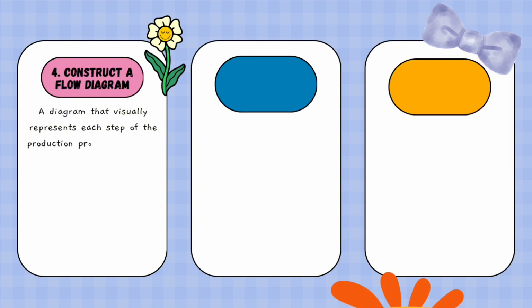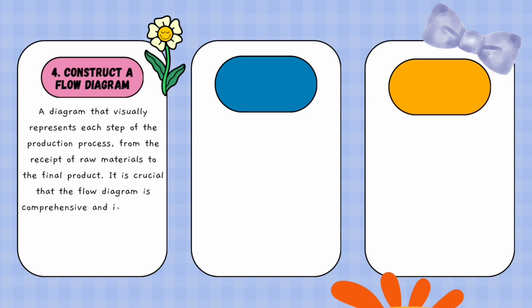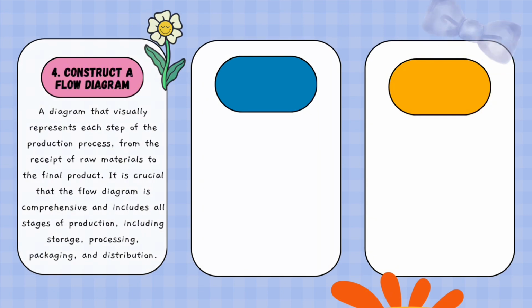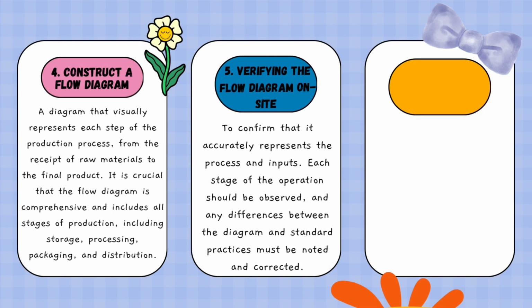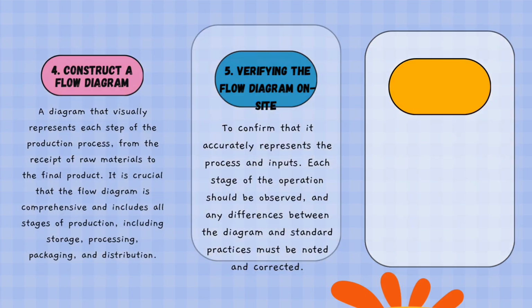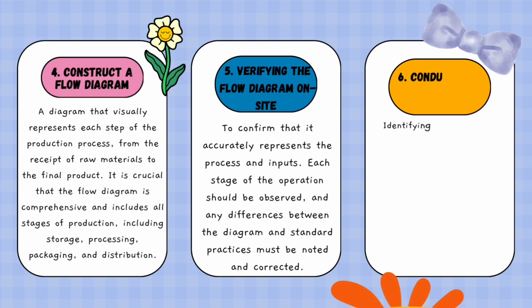The fourth step is to construct a flow diagram of the process. This diagram visually represents each step of the production process, from the receipt of raw materials to the final product. It is crucial that the flow diagram is comprehensive and includes all stages of production, including storage to distribution. The fifth step involves verifying the flow diagram on site to confirm that it accurately represents the process and inputs. Each stage of the operation should be observed, and any differences between the diagram and standard practices must be noted and corrected.